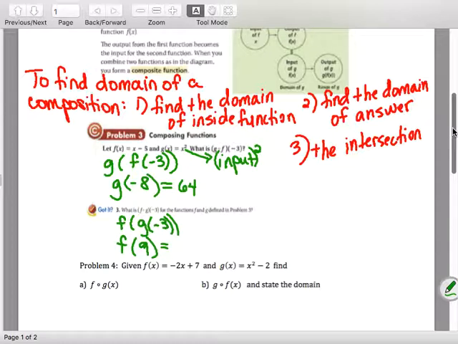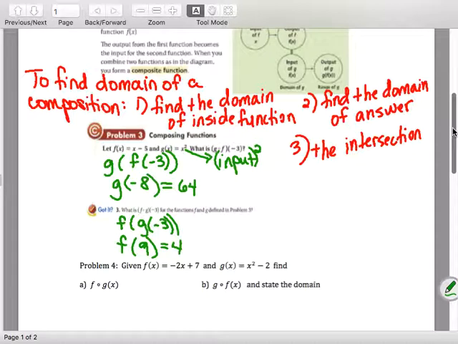So once you find g of negative 3, that whole thing disappears, and I call it 9, because that's what it is. Now I go to the f function, and f says input minus 5. So what's that? 4. Nice.